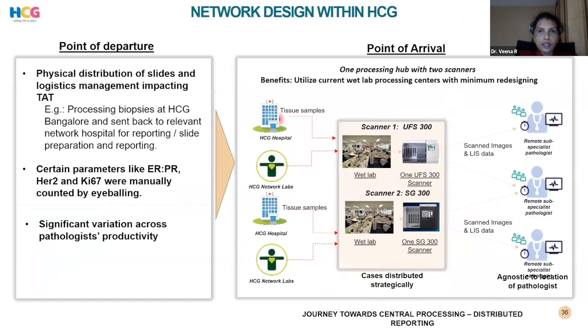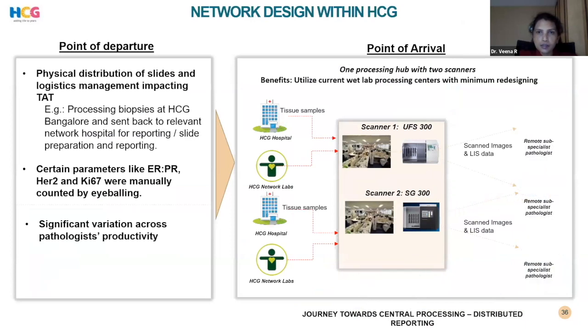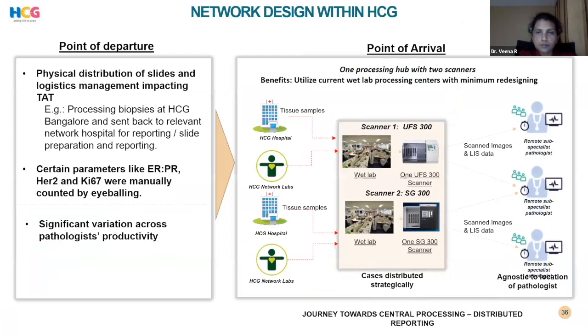So where we are today is that samples come from different locations to Bangalore. They get processed here, slides are prepared, then they are scanned, and then they go to the pathologists in other locations for reporting. So we have a pathologist in Nagpur, in Ranchi, in Hubli, and in Vijayawada, who are a part of our network pathology, apart from the 4 pathologists that we have in Bangalore.